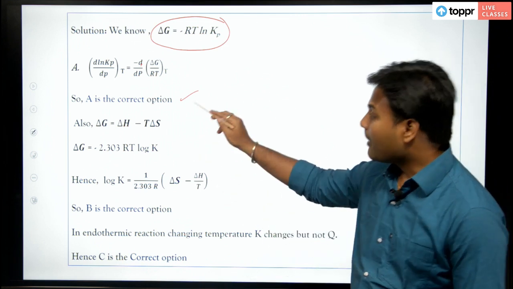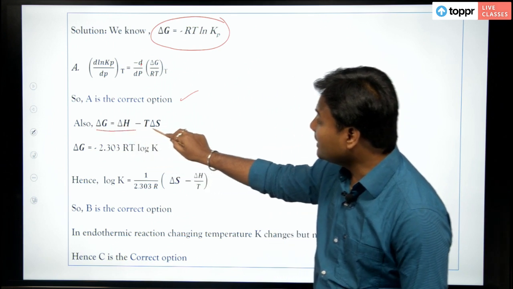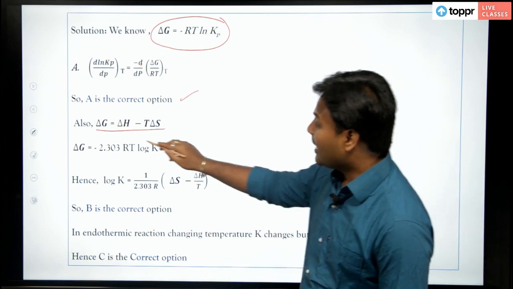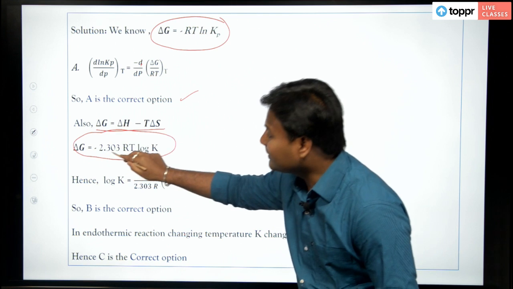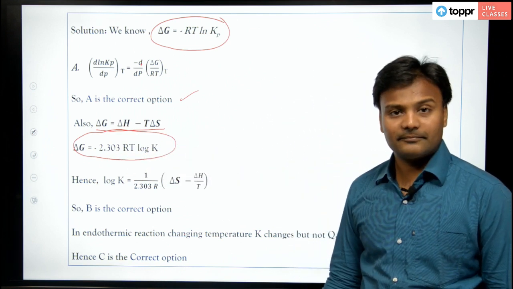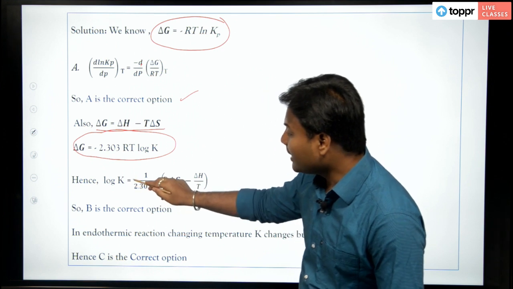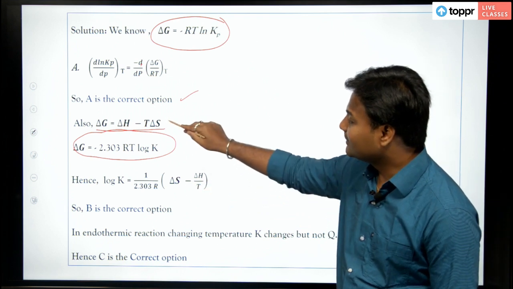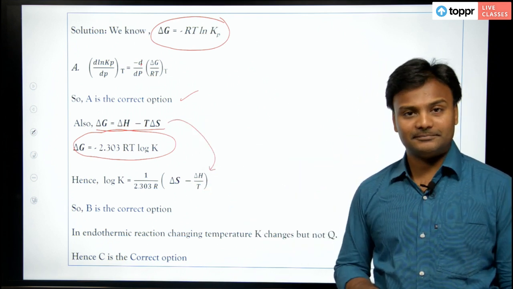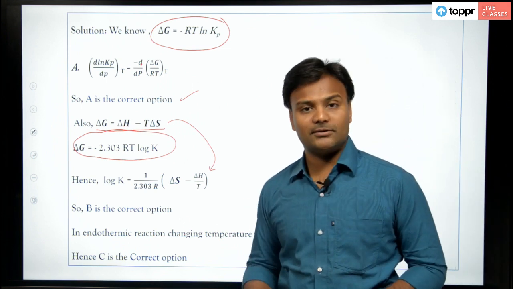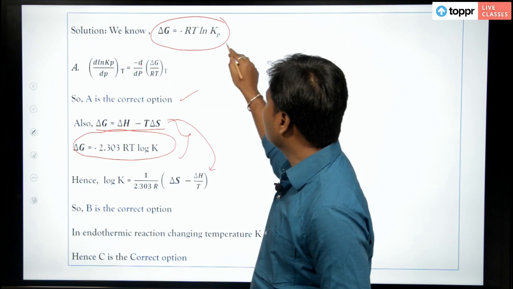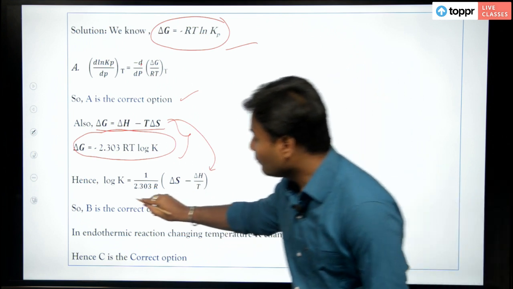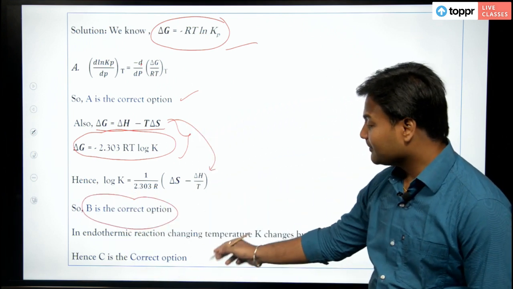Okay. And we also know that delta G equals to delta H minus T delta S. So, delta G equals to minus 2.303 RT log K. That is the reason why log K equals to 1 by 2.303 times delta S minus delta H by T. You have to know the simple substitutions, of course, but these are the basic formulas, basic equations which you must be knowing. Now, that is the reason why B is the correct option, and this is very interesting.